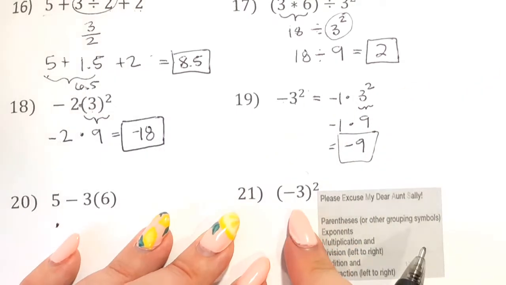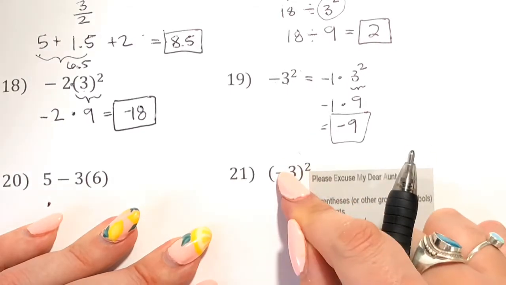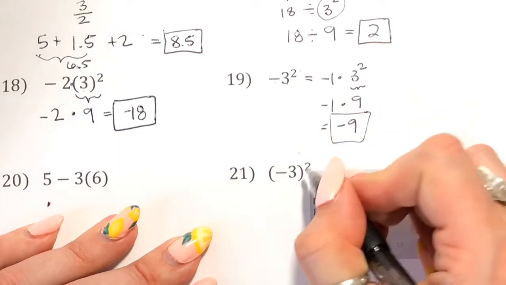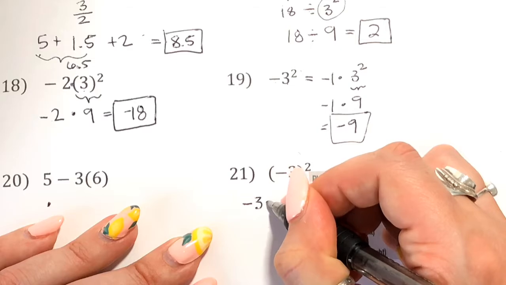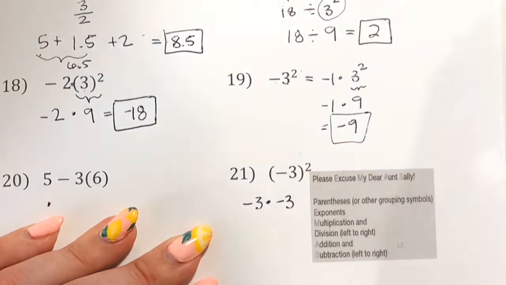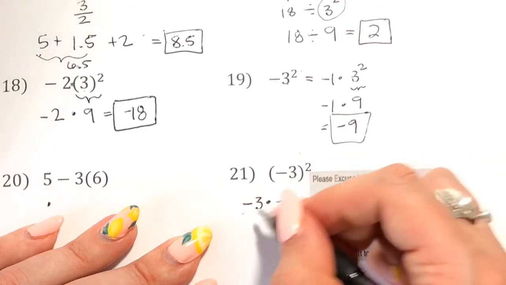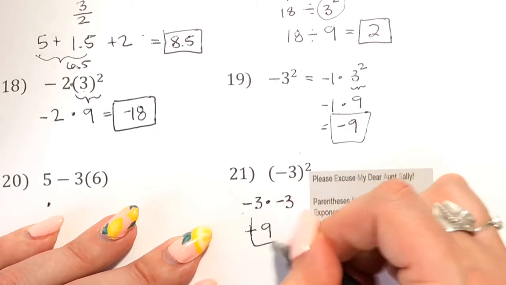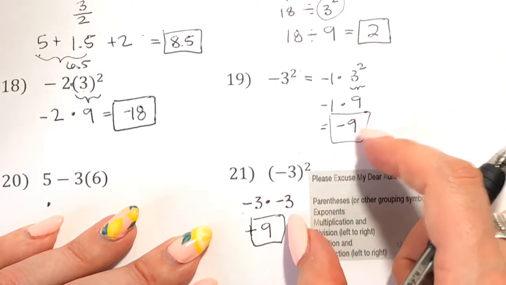I'm going to come down to this one. However, when the negative is inside the parentheses like this, they actually want you to square the negative. So remember, squaring something means to times it by itself. So this is saying to do negative 3 times negative 3. But when we times two negatives together, a negative times a negative is a positive. So we end up getting a positive 9 versus a negative 9. So be really careful with that.